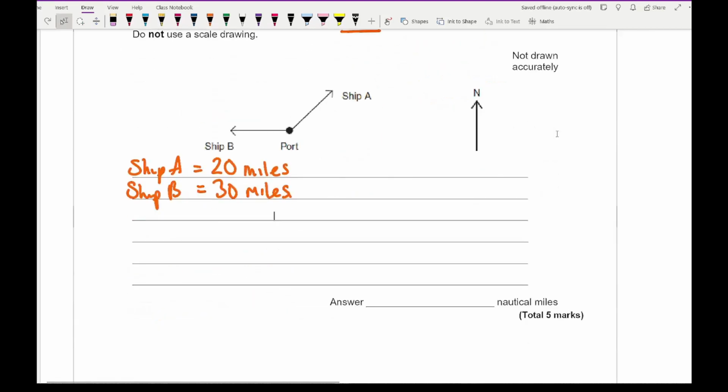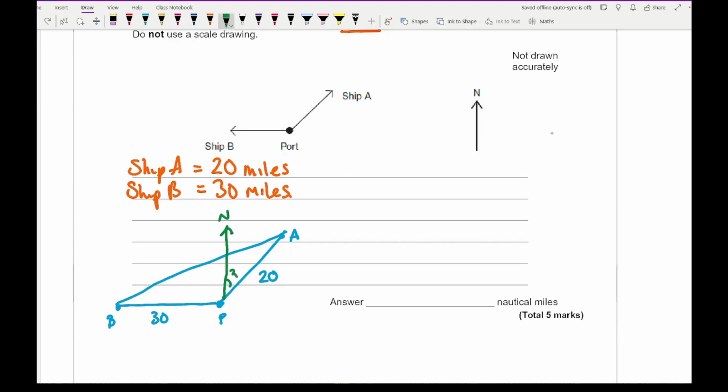So then if I quickly draw a little diagram of what that actually looks like. So this is the port. Ship A is over here, and that's 20. Ship B is over here, and that's 30. And working out what each of those angles are going to be, we can see that it's going to be a non-right angle triangle. There's north. This angle here is 35, and this is a right angle, so that's 90. So then this combined angle is going to be 125 degrees, and this is what I need to find.